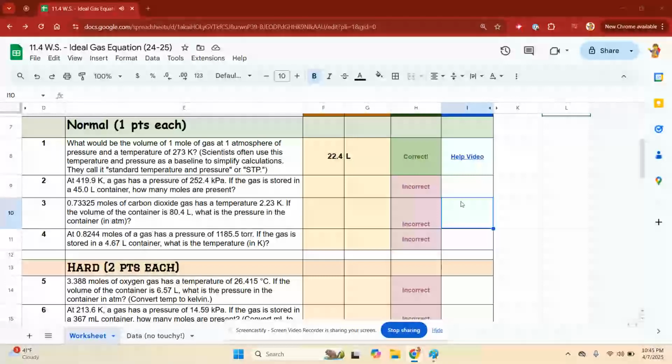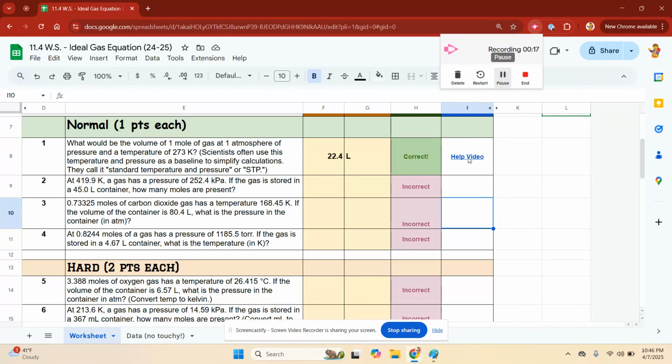Alright guys, this is a help video for the 11.4 worksheet, ideal gas equation, looking at number 3. So let's do number 3. Now again, I'm using my numbers. Yours will of course be different. Let me pause this real quick and change the numbers to something a bit nicer.